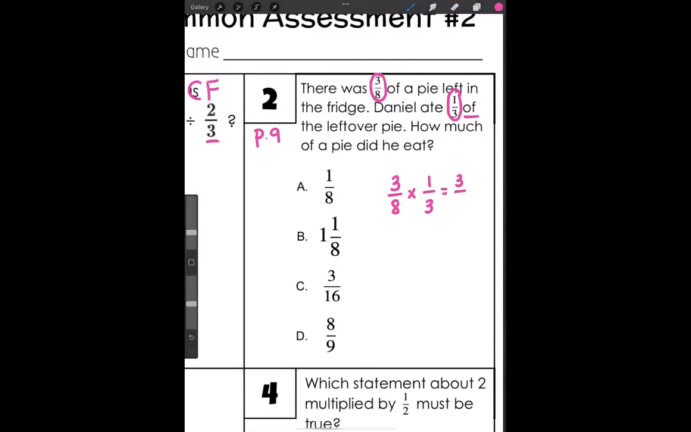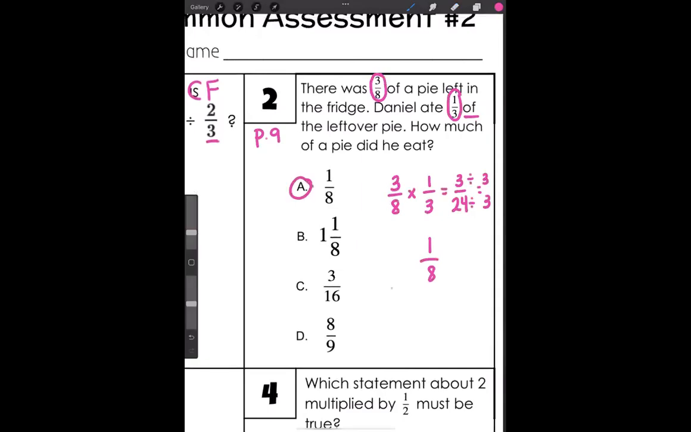We multiply the numerators, that gets us 3. We multiply the denominators, that gets us 24. That's not an answer choice, and that's because we can simplify. 3 and 24 are both divisible by 3. And I'm running out of room here, but 3 goes into 3 one time, and 3 goes into 24 8 times. So our answer here is A.